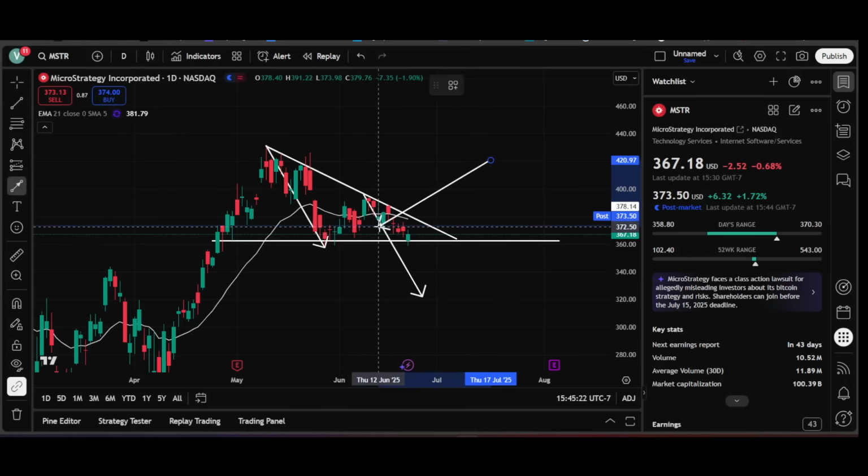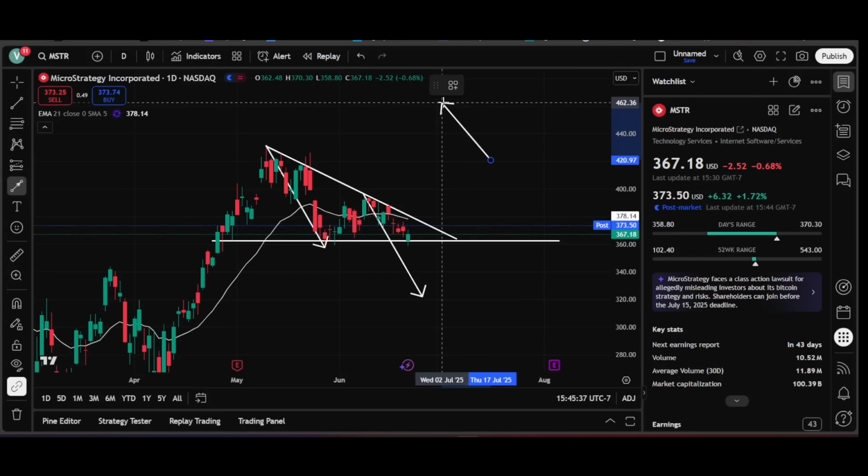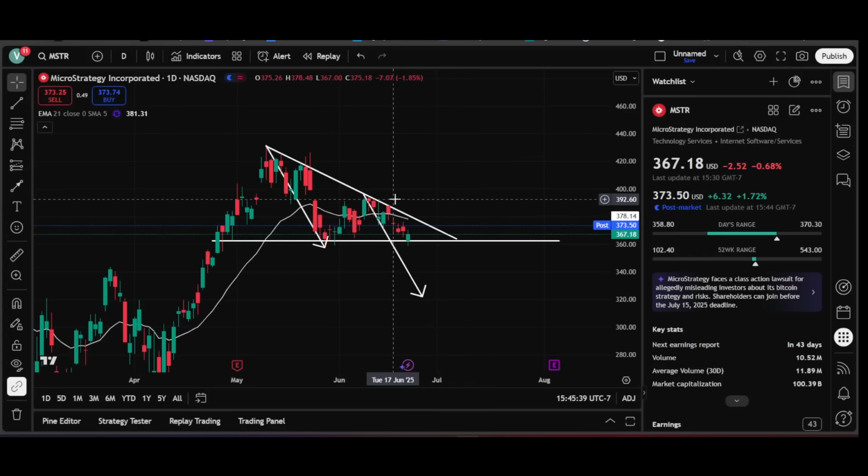The first attempt right here failed. Price came back to the trend line. This is the second attempt that looks like it's failing. So if we see a break above the 400s, I think it's game over for the bears, and most likely we're going to see 430s, 450s, and probably even higher from there. So I want to see a break of this downward sloping trend line and get back above the 400s.